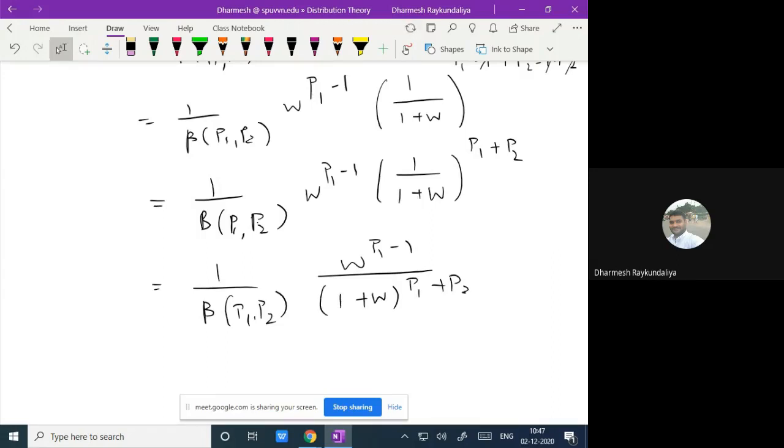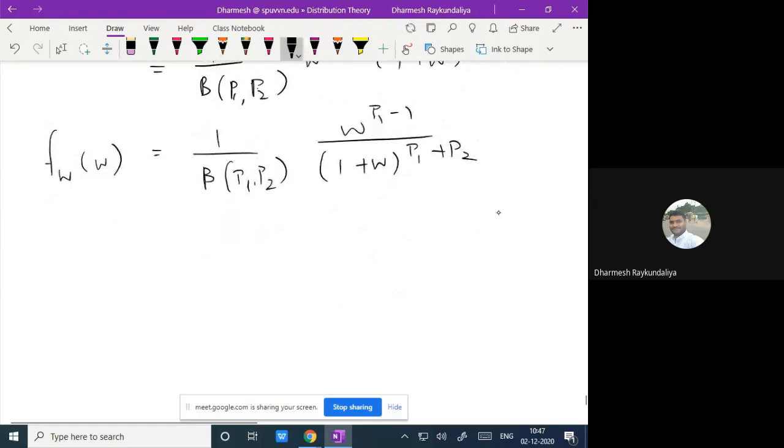So this is some known form. What is this form? It is the density of beta kind 2 with shape parameters p1 and p2.